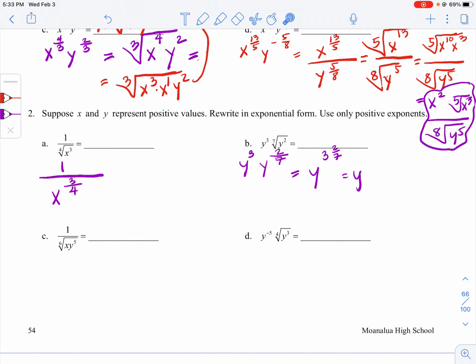Do you guys remember how to do that? We multiply these. So 7 times 3 is 21. 21 plus 2 is 23. So this is 23 over 7. So our answer is going to be y to the power of 23 over 7.